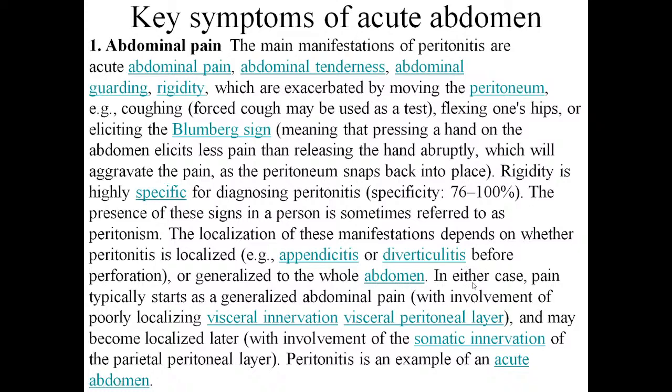In either case, pain typically starts as a generalized abdominal pain with involvement of poorly localizing visceral innervation of the visceral peritoneal layer, and may become localized later with involvement of the somatic innervation of the peritoneal layers. Peritonitis is an example of the acute abdomen.